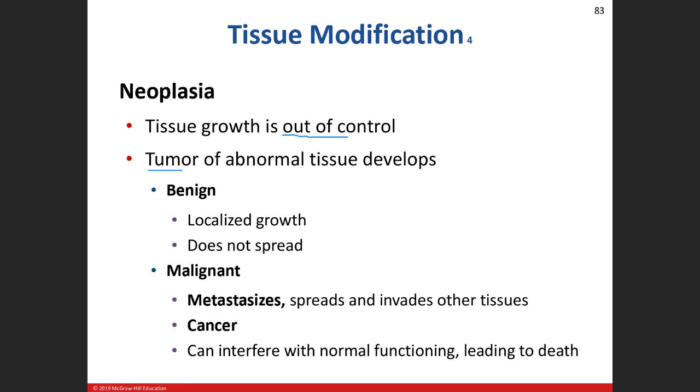It's the malignant growth that we get concerned about, and that's the one that gets the label of cancer. It has the potential to spread, and we call that metastasize. So not only does it spread, but it can also invade other tissues and cause abnormal tissue growth there. When that occurs, that could eventually lead to death depending on the type of cancer, but it'll certainly lead to interference with the normal functioning of whatever tissue it has moved to.